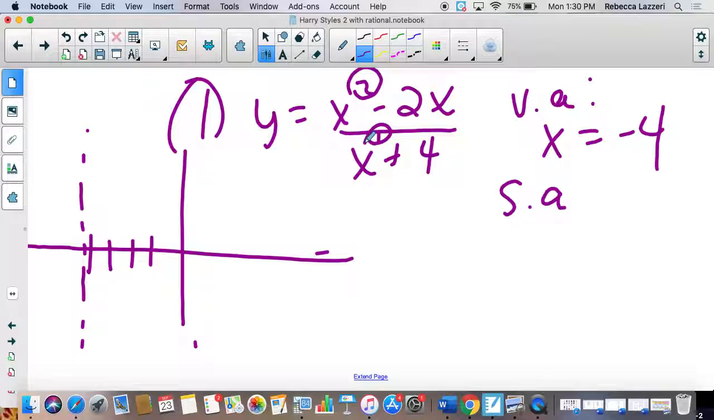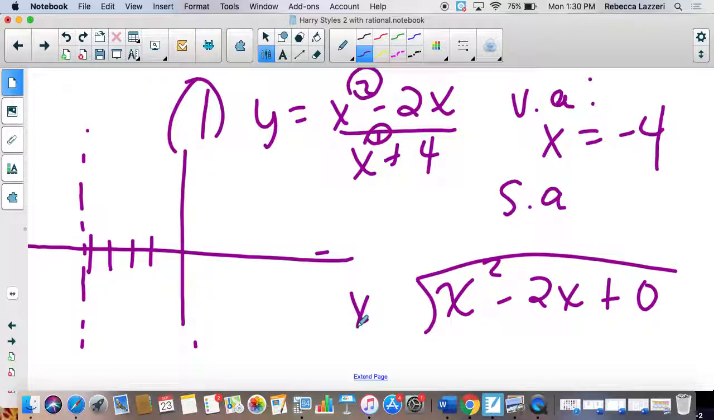So now it has a horizontal and not the vertical? I hadn't gotten the horizontal yet. X squared minus 2x plus 0 divided by x plus 4. I only have to do long division if the top is one higher than the bottom, okay?